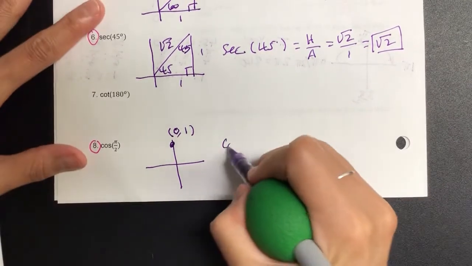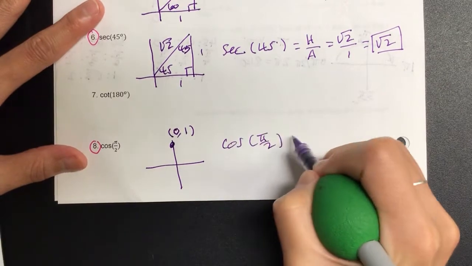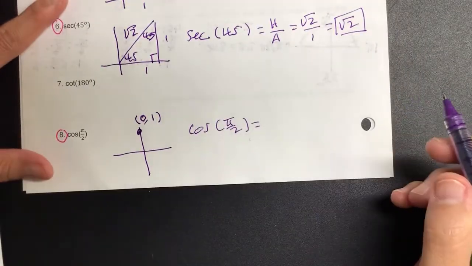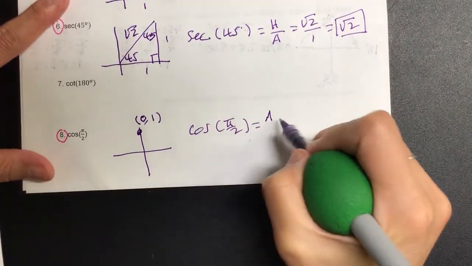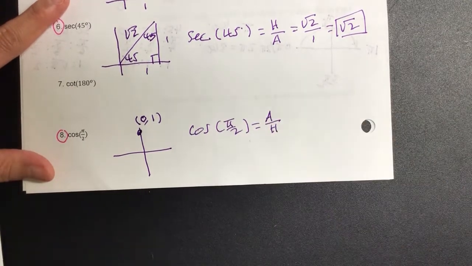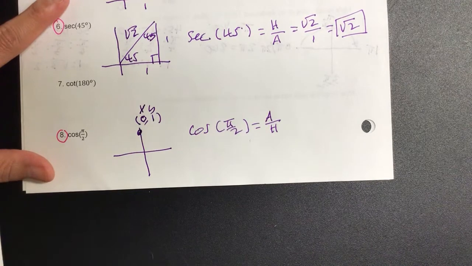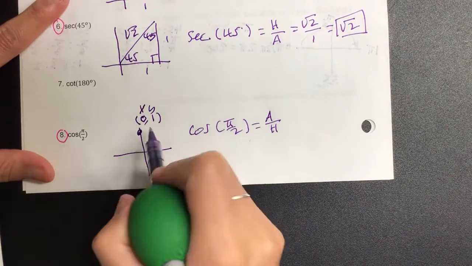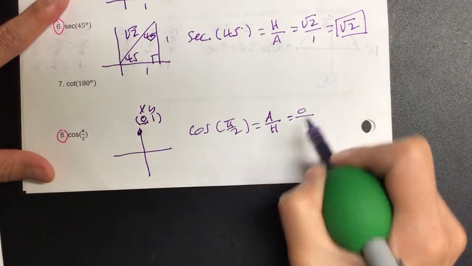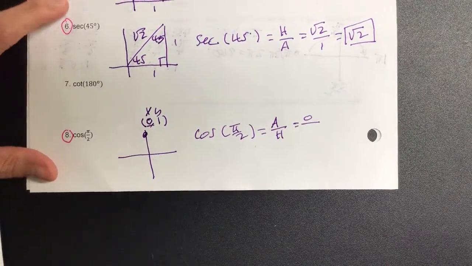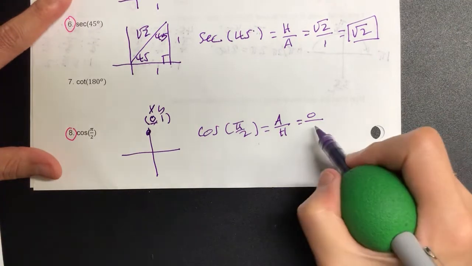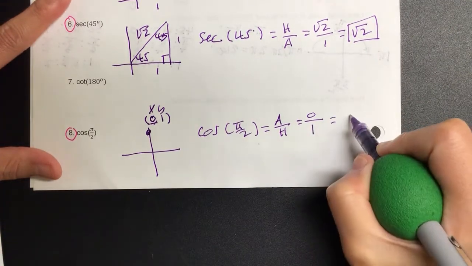So we have cosine of pi over 2. Cosine has ratio of what over what? Adjacent over hypotenuse. So another recap. This is x comma y. Adjacent is left to right. Is x or y left to right? The x. So we know it's going to be 0 over, on the quadrantal, so hypotenuse will always be what number? 1. So I have 0.